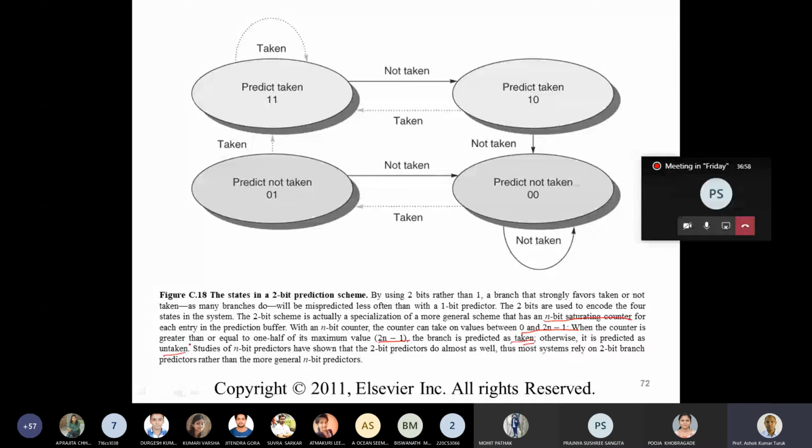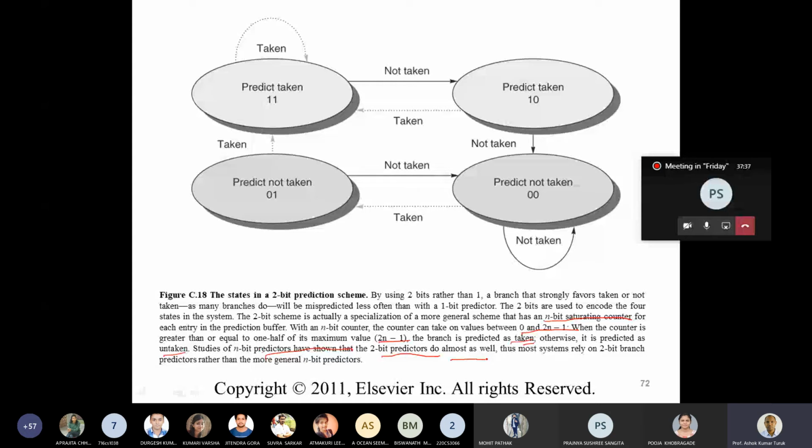It simply says that if you have n bits, you can compute 2 to the power n minus 1, which is the maximum value. For half of the values it is predicted taken, and for the other half it is predicted not taken. So if it is greater than or equal to half of the maximum value, it is predicted taken, otherwise it is predicted not taken. And studies of n-bit predictors have shown that a 2-bit predictor does almost as well.